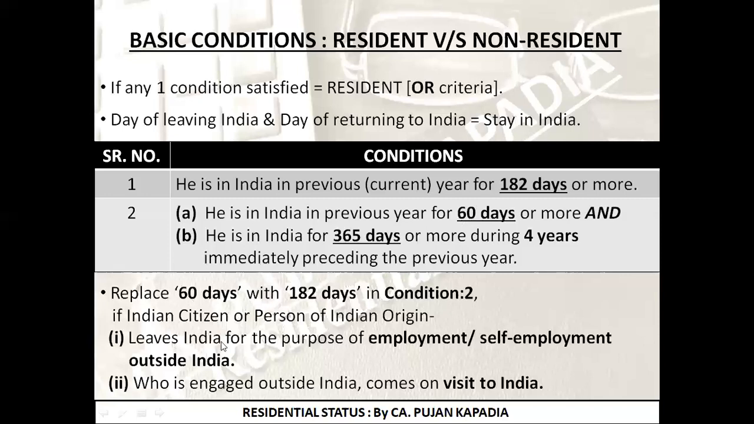When? First is when I'm leaving India for the purpose of employment or self-employment. Second is when a person who is engaged outside India comes on a visit to India. So if there is any person who is an Indian citizen or a person of Indian origin, he is already employed outside India. So he is having a business outside India, or he is doing a job outside India. He is coming to India only for the purpose of visiting India. So if this purpose is mentioned, then we are going to replace this 60 days with 182 days. So this is just an exception that you need to remember separately. In all the other cases, we need to follow this particular table. I hope I am clear with this particular slide.